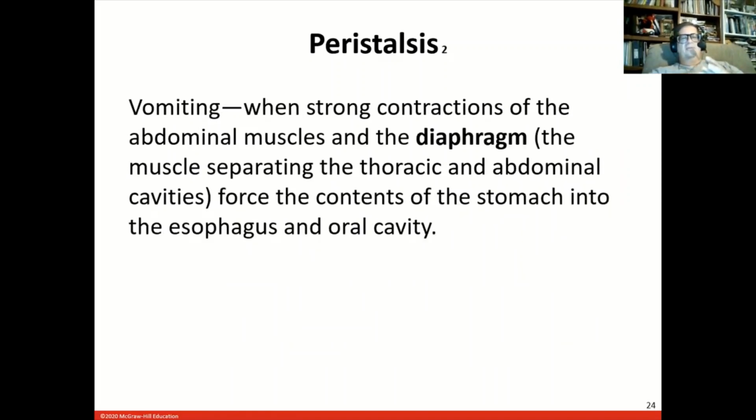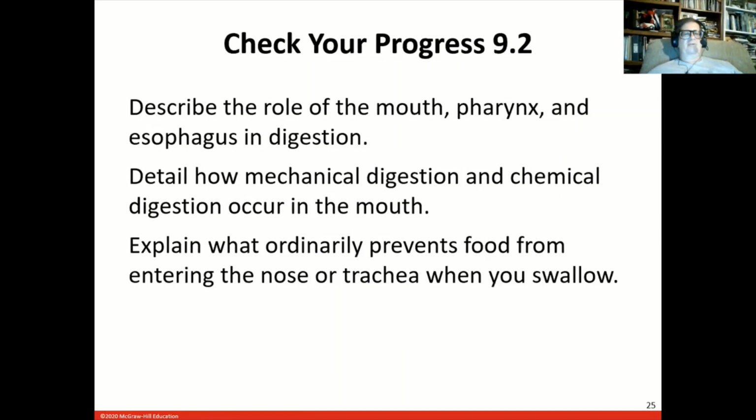All right, let's talk about vomiting. If you get real strong contractions of your abdominal muscles and diaphragm, you can force the contents of the stomach into the esophagus and oral cavity. Like I said, a little bit of that we'd call refluxing, but a large amount, you vomit. That stuff that went down into the stomach is coming right back up.